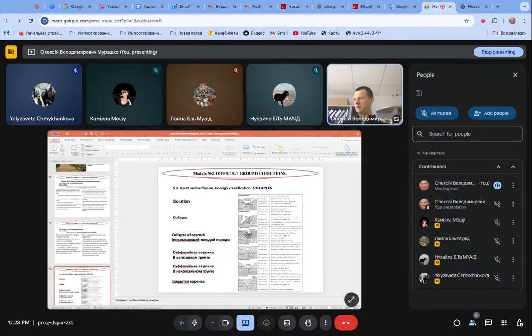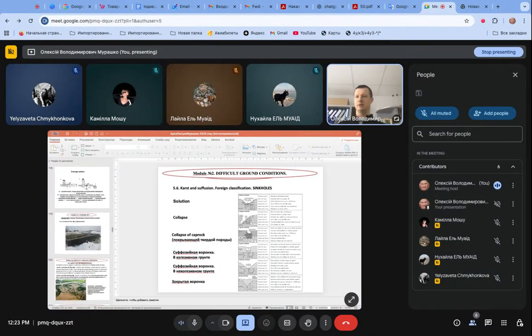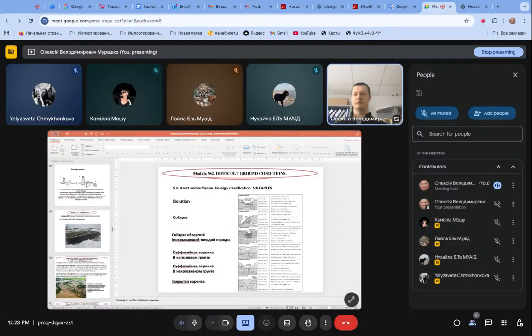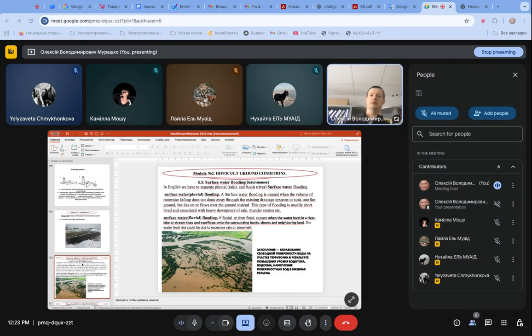So right now we are at the second module. We are considering difficult ground conditions, and we have already considered surface water flooding. It can be the effect of a huge amount of rainwater or an increase in fluctuations of the water level at the river, and it leads to open water on the surface.